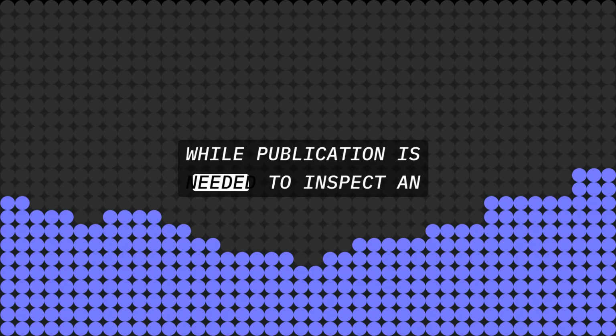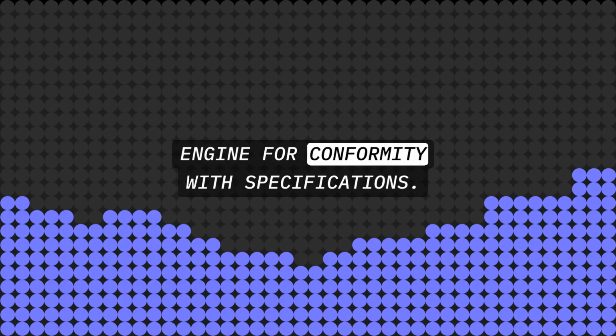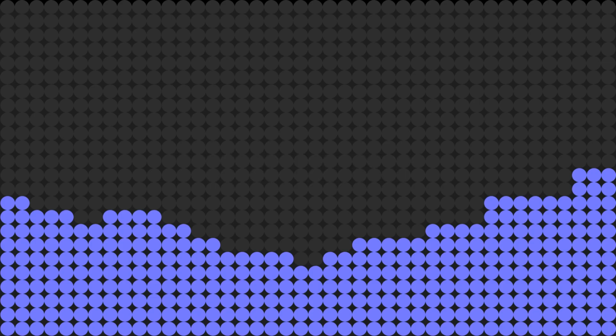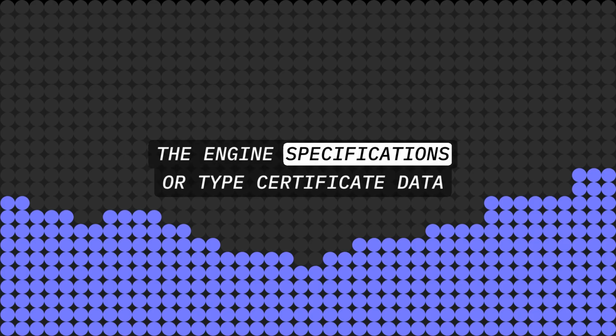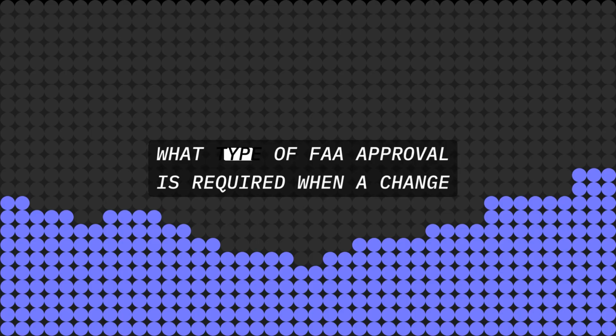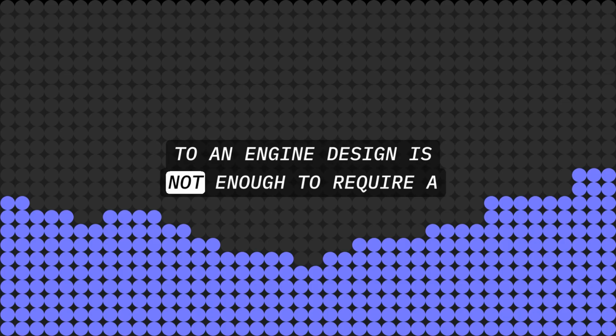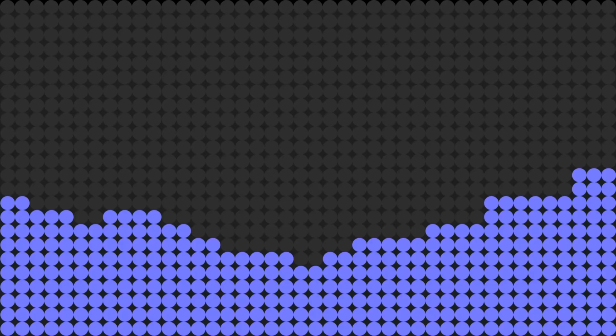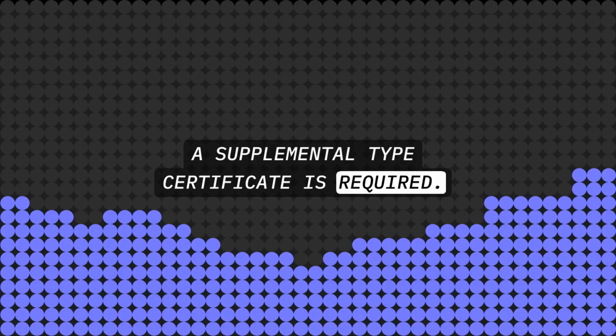What publication is needed to inspect an engine for conformity with specifications? The engine specifications or type certificate data sheet. What type of FAA approval is required when a change to an engine design is not enough to require a new type certificate? A supplemental type certificate is required.